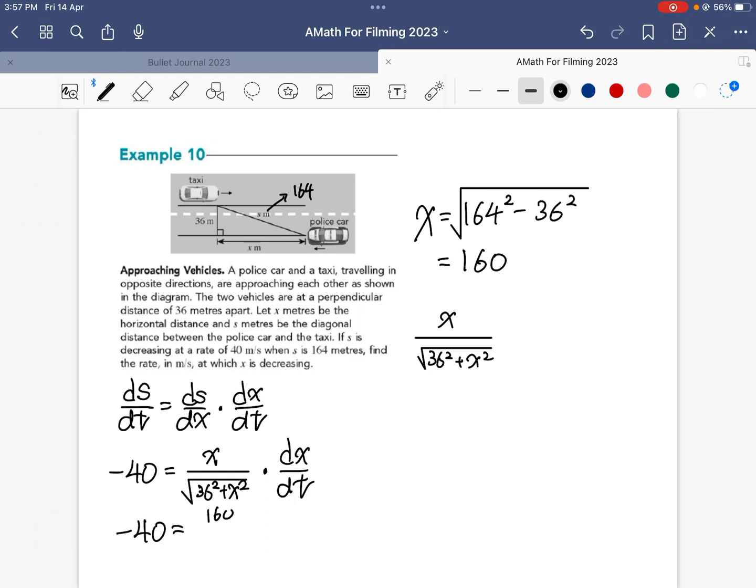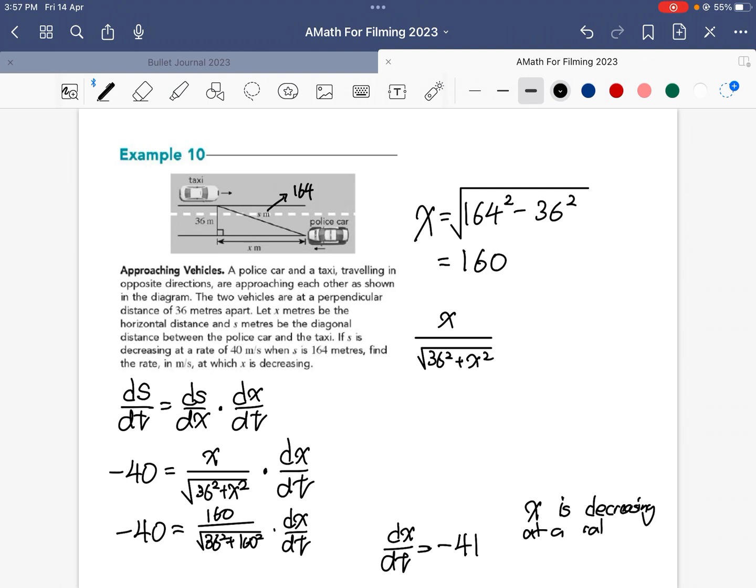So if I just substitute in all the values, here's 160 divided by the square root of 36 squared plus 160 squared, multiplied by the rate of change of x with respect to time. If you use your calculator and work it out, you will find that the rate of change of x with respect to time equals negative 41. Negative 41 implies that x is decreasing, this negative, at a rate of 41 meters per second. And that's it.